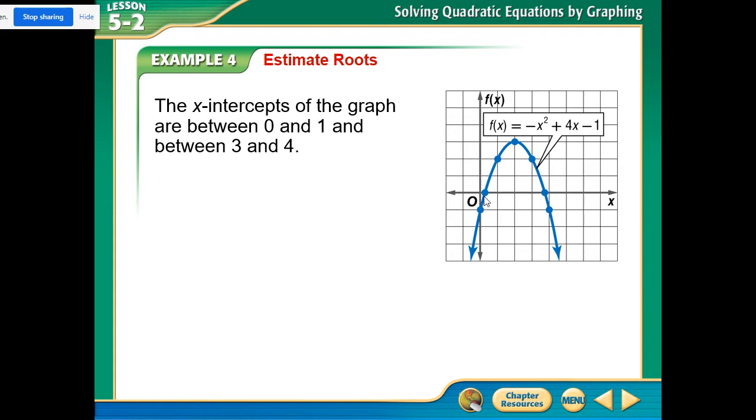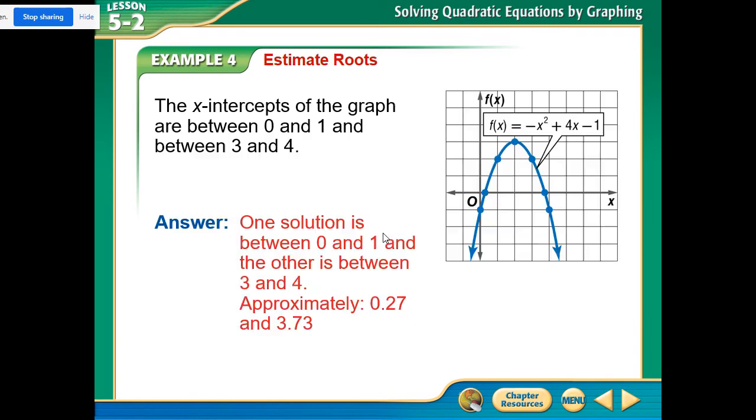Now, I, of course, will want you to go ahead and find the exact or the approximate values that are there. But the book just talks about between what two integers here. So it's between 0 and 1 and 3 and 4, or approximately the 0.27 that your calculator gets you, or the 3.73. So these are the values that I'll be asking for when it comes to our quiz and our test. All right.